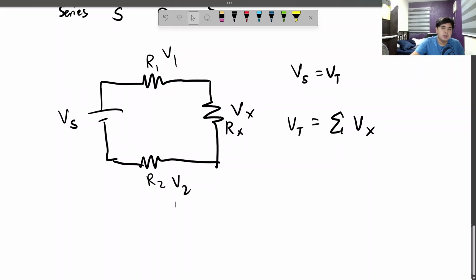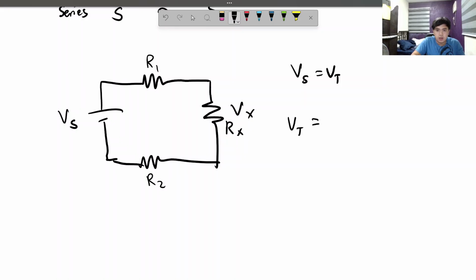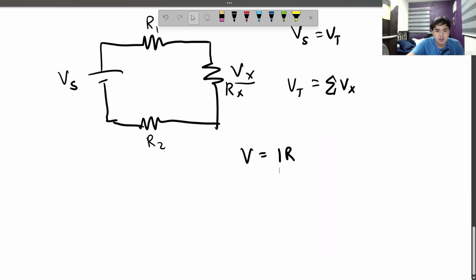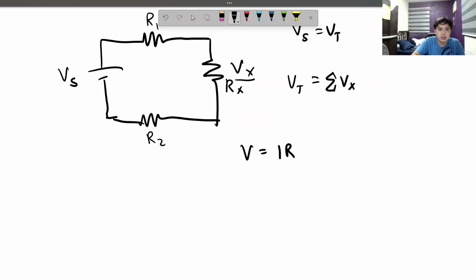So the current is the same throughout all of them. Oh, wait, hold on. So Vt is the sum of Vx. Sorry, I erased that, but that's true. So how do we find a singular voltage Vx? We know V equals IR, voltage equals current times resistance. This is Ohm's law. So we just need to find the current flowing through all of this, and we have the resistance Rx.